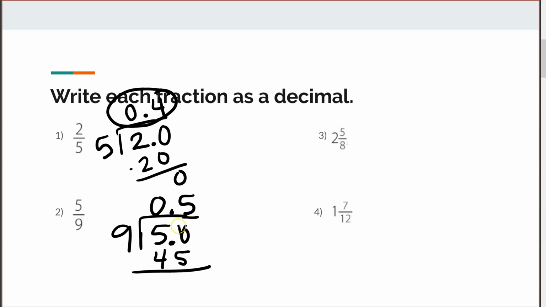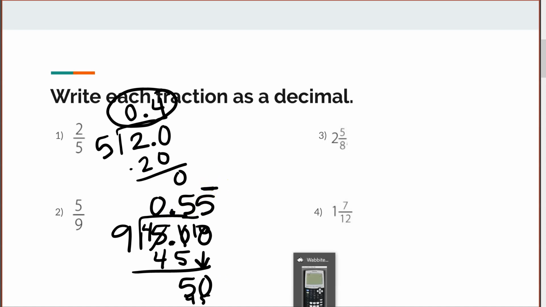All right, now we subtract. 10 minus 5 is 5. It does not go into 5, so we add another 0 and bring it down. 9 goes into 50 5 times. Now, if I keep going, what is going to happen? It's going to keep repeating. So in this case, it would be 0.5 repeating. We add this little line right here for the repeating sign.